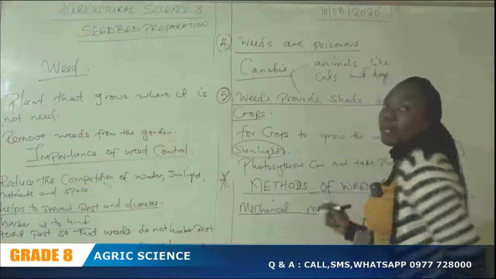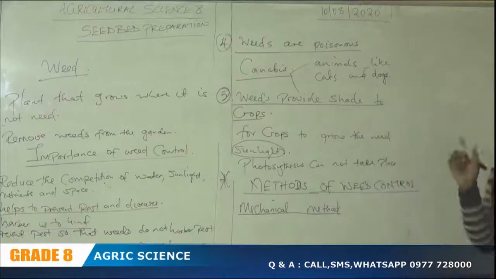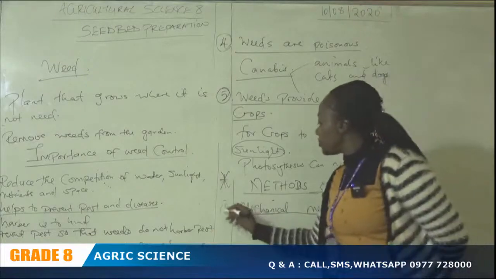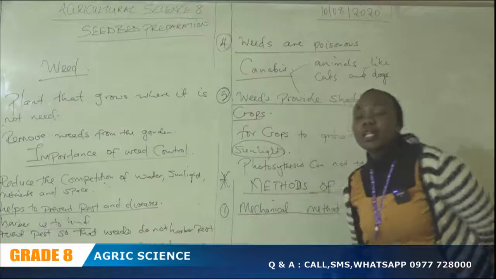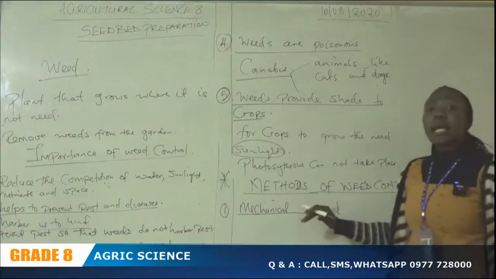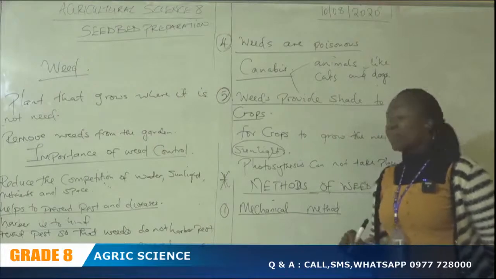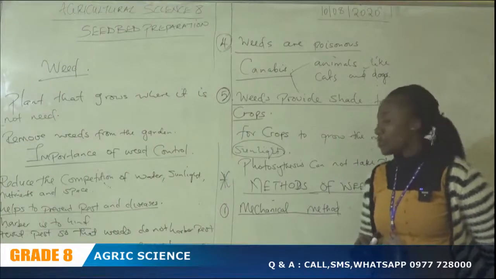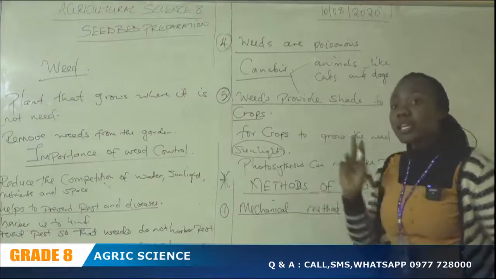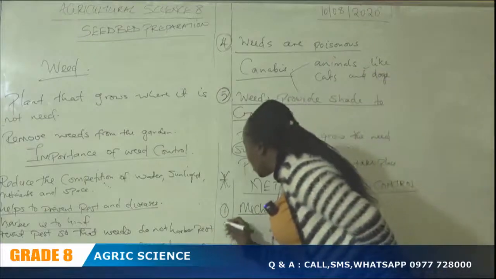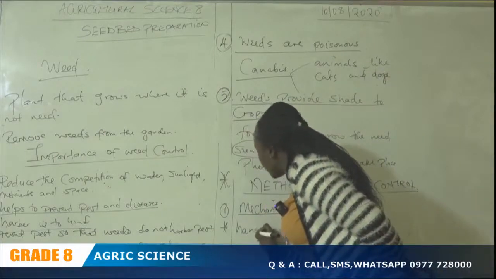What happens under mechanical method? Okay, so under mechanical method, this is a kind of method that uses hand tools. Cultivation is done by using hand tools.